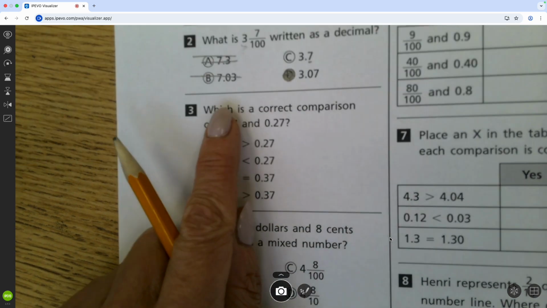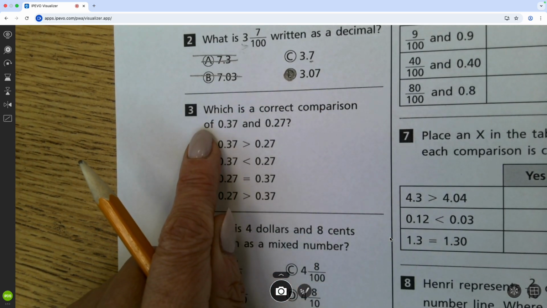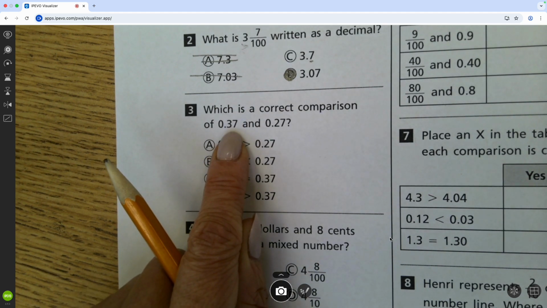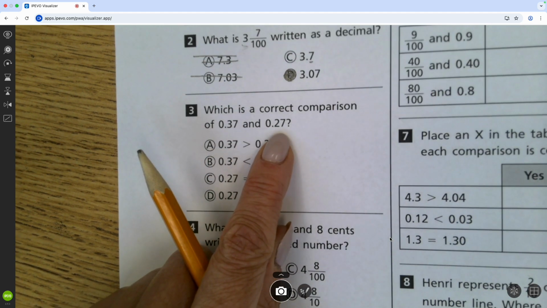Ooh. Which is a correct comparison of 37/100ths and 27/100ths?